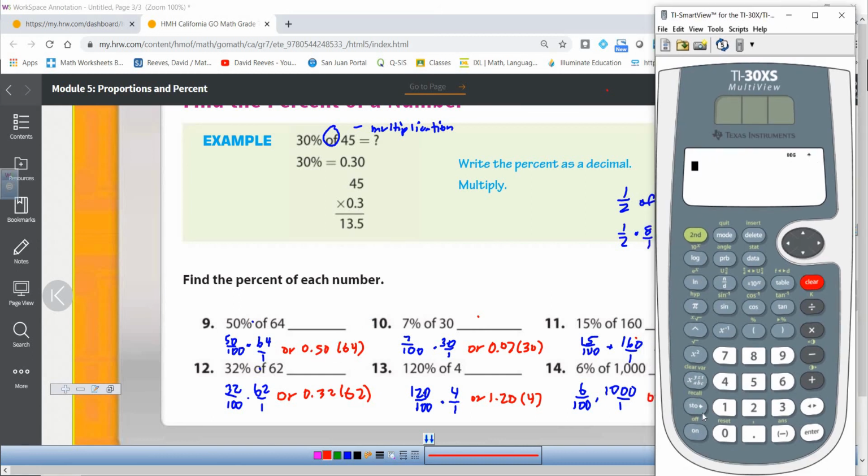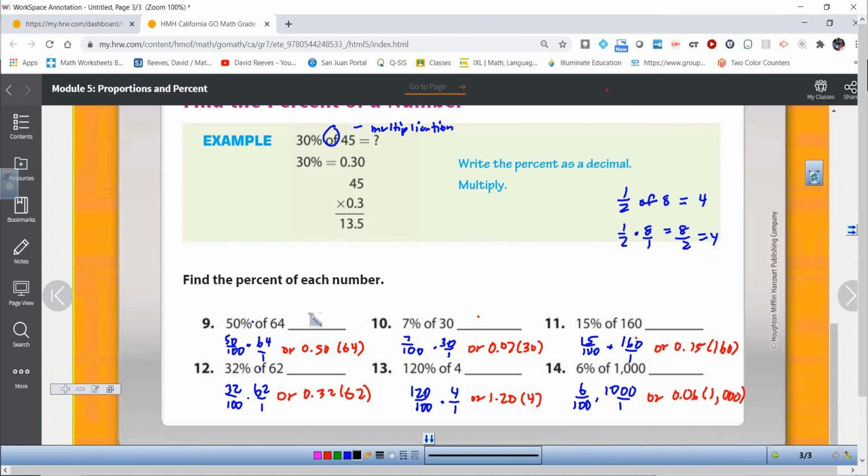So this one right here, I'm going to do 0.50. There's my 50% of tells me to multiply times 64. Now this one I really should have known because 50% is half, right? You guys know that 50% is half. So half of 64 is 32. All right, so I'm going to go ahead and write my answers in black here. So this one is 32.